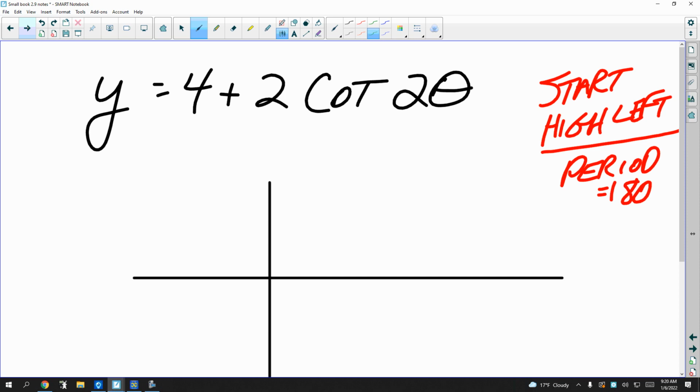All right, let's do cotangent. I think we're just going to do one of each.